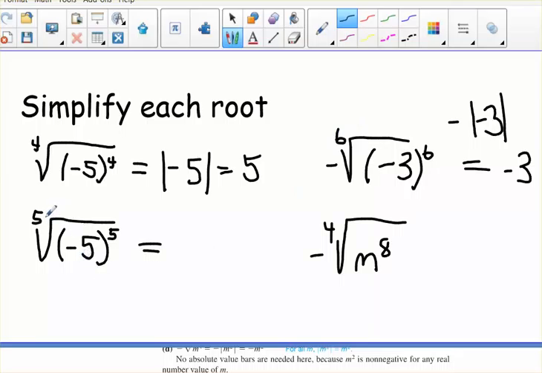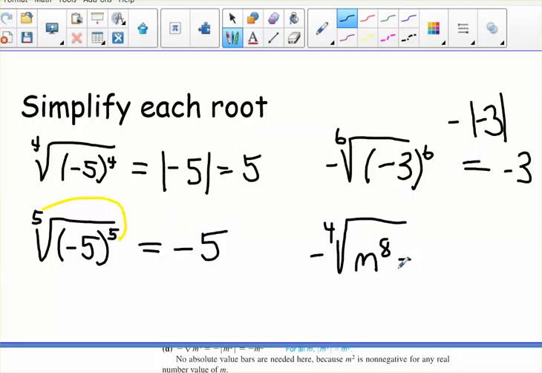Here's a case where I've got an odd index and I have a radicand, a number raised to that power. So the 5th root of -5 to the 5th power, since we have an odd here, but it matches, our final answer is going to be -5. So when we have an odd index, we in fact can leave the negative there.